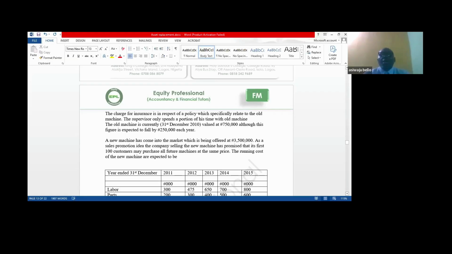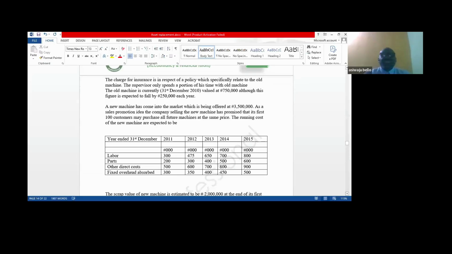Next paragraph. A new machine has come onto the market, which is being offered at 3.5 million. As sales promotion idea, the company selling the new machine has promised that its next 100 customers may pay the same price.